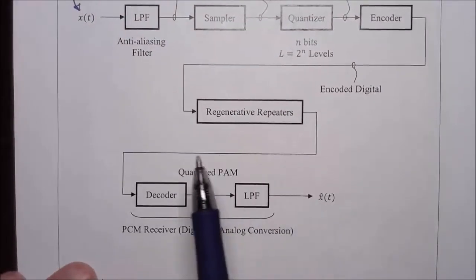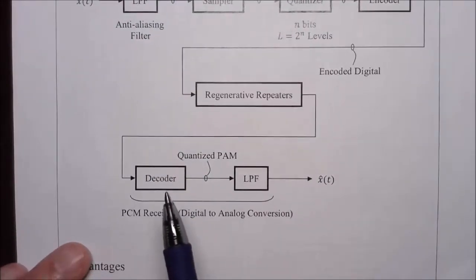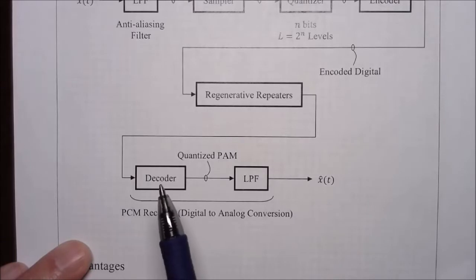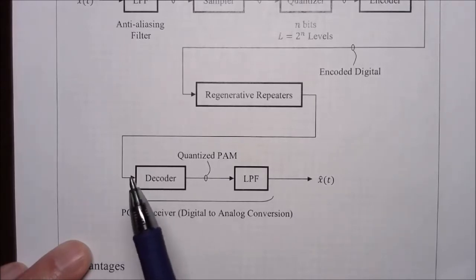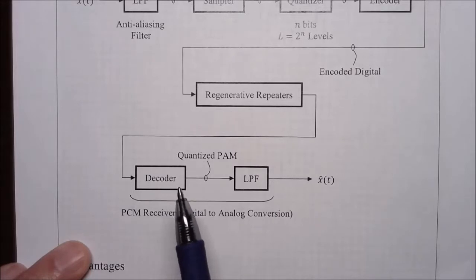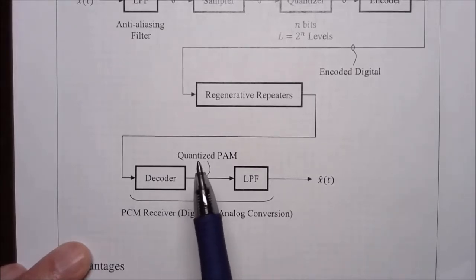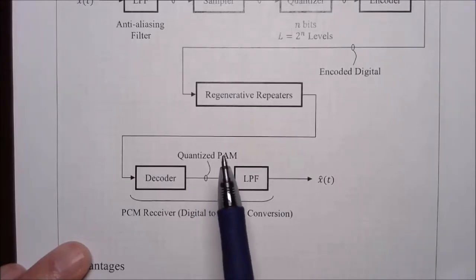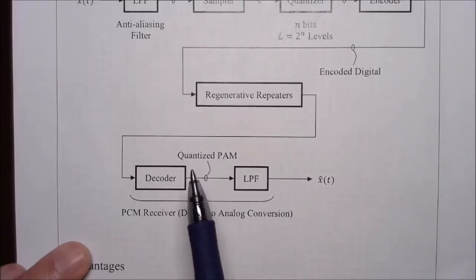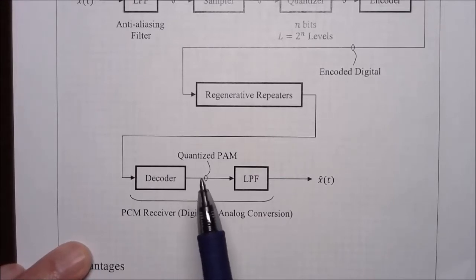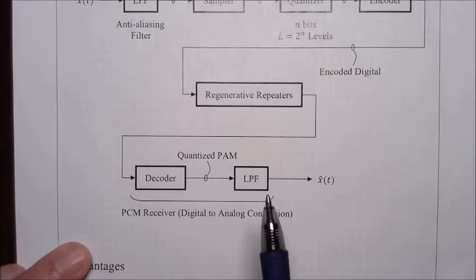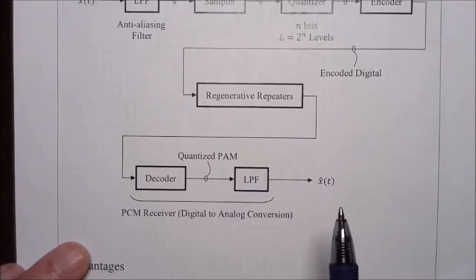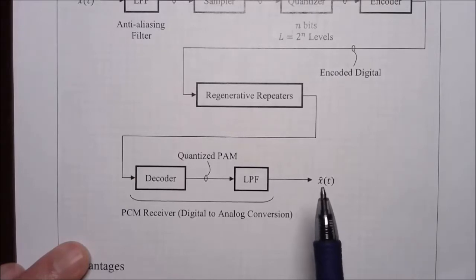And then this digital signal is applied to a decoder, which takes the string of ones and zeros and turns it back into a quantized pulse amplitude modulated signal, which will be essentially a stair-step signal representing the digitized signal. That is passed through a low-pass filter, and the result is a close replica of the original signal.